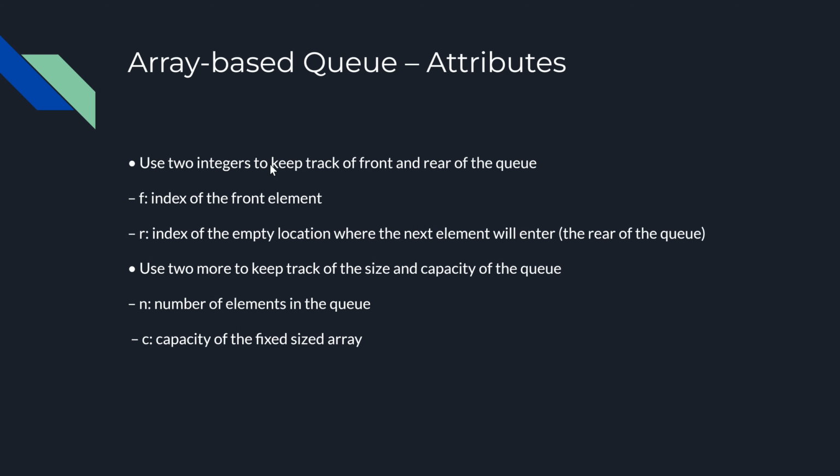Array-based queue attributes. It uses two integers to keep track of the front and rear of the queue. F is the index of the front. R is the index of the empty location where the next element will enter the rear of the queue. It uses two more to keep track of the size and capacity of the queue. N is the number of elements in the queue. C is the capacity of the fixed size array.